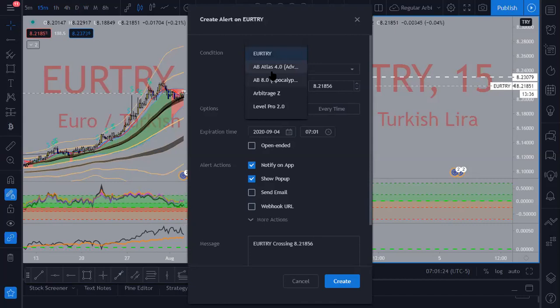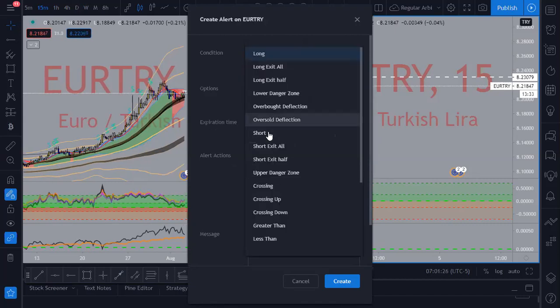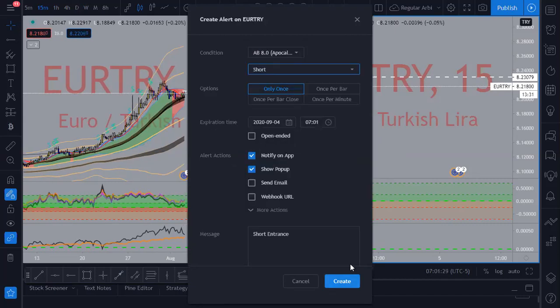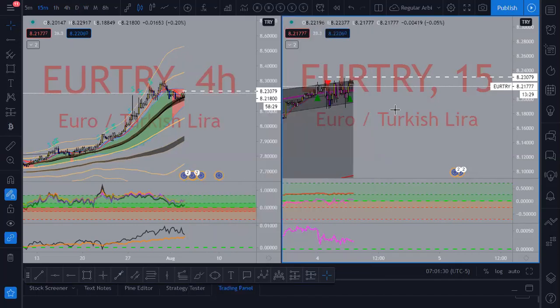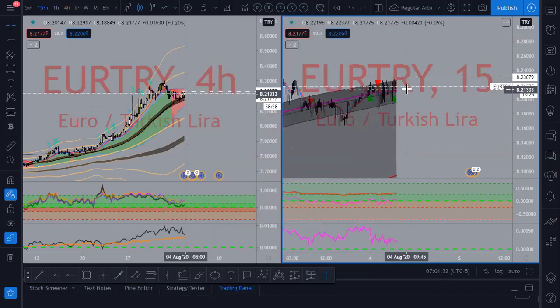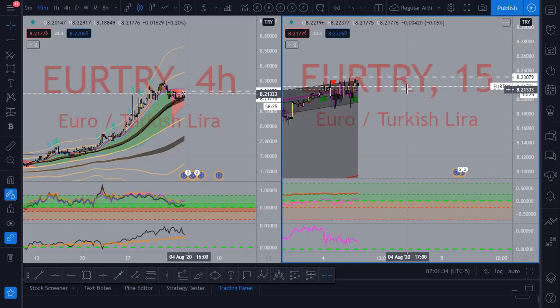Apocalypse. Short. Create. I do like the sells more than the buy. Price, just on the daily, looks ridiculous how bullish this is. So there's with EURTRY.